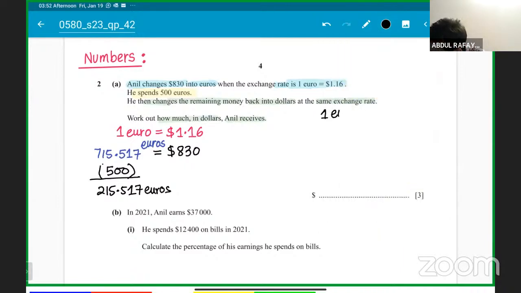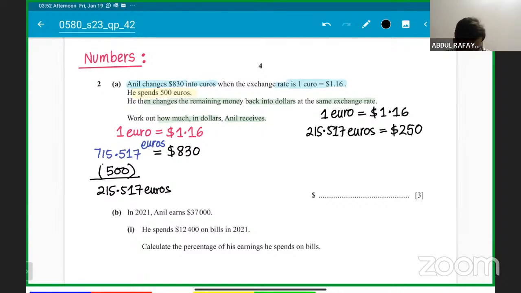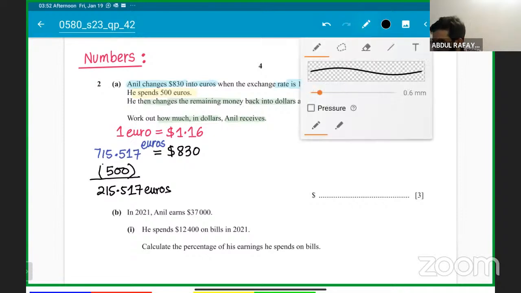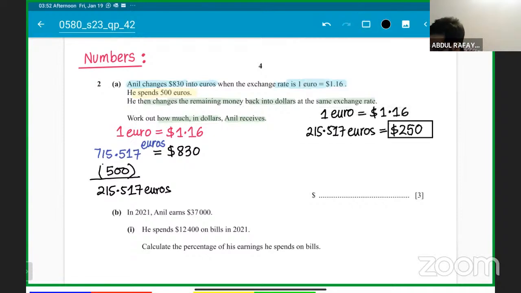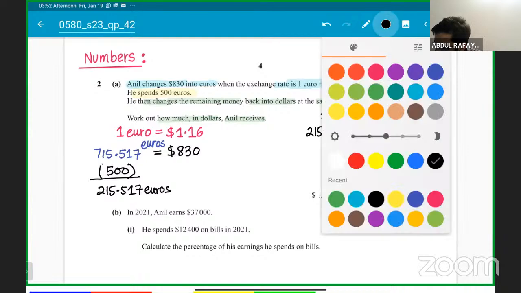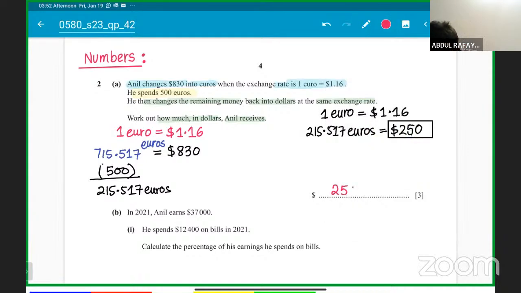Again, you'll write down that 1 euro is equal to $1.16. So if we have 215.517 euros, how much will that be? It will be just multiplied by 1.16. So I'm getting $250. This will be an exact value, $250. If you're getting something like 249, just round off to the next dollar. So $250 is the answer, students. Everyone getting it? And you will get 3 marks.